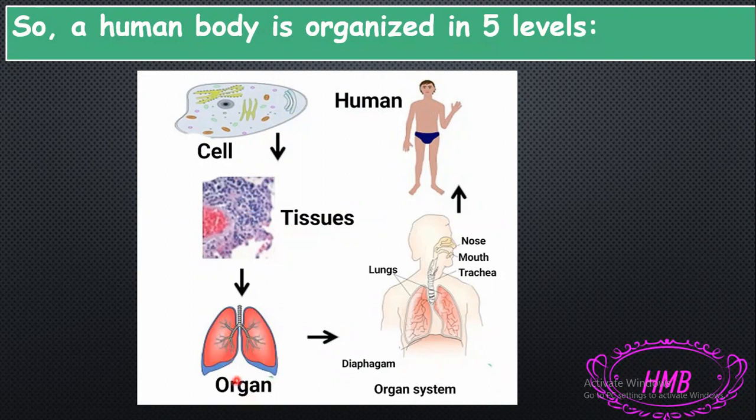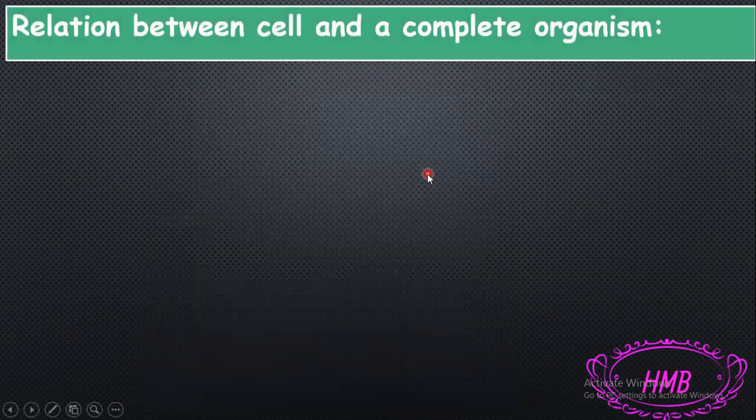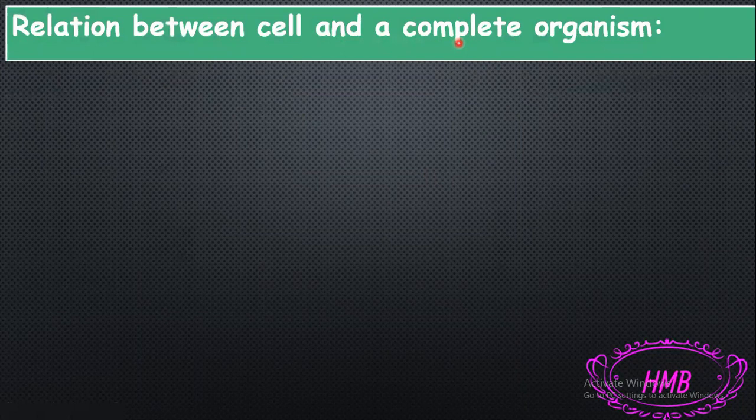When different organs work together to do a common job, they make a system. And many systems form the complete human body. So the 5 levels of organization show the relation between cell and a complete organism. In other words, how I can obtain a complete organism from only one cell. Imagine you are a full and complete body because you started from only one cell.